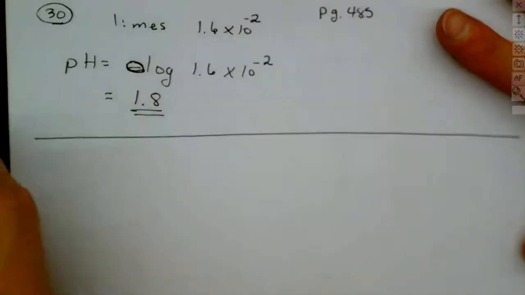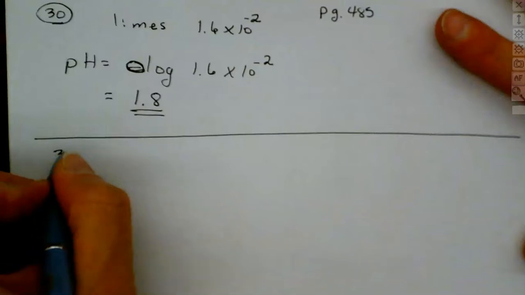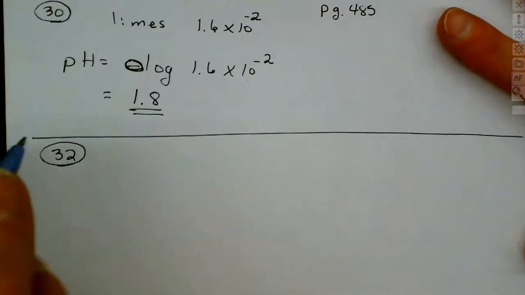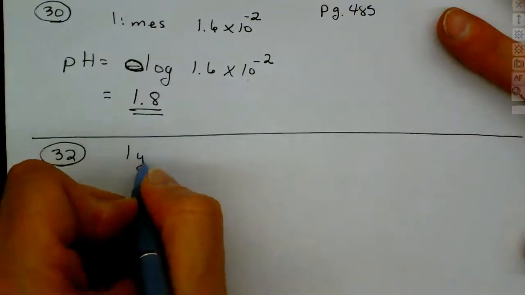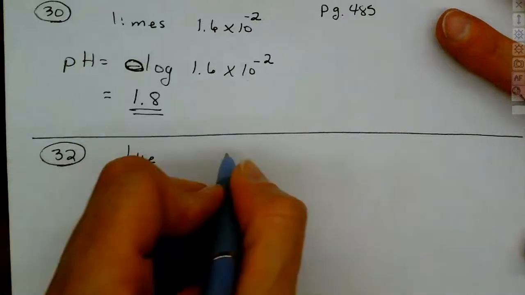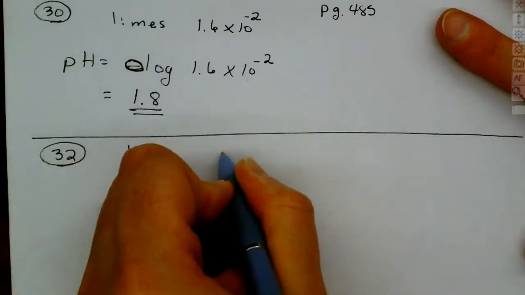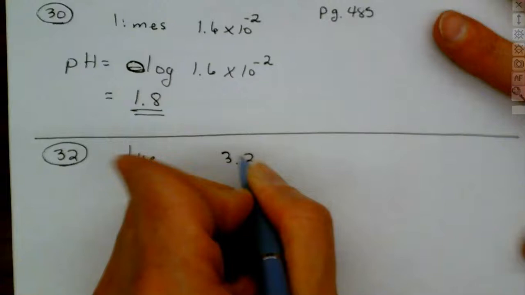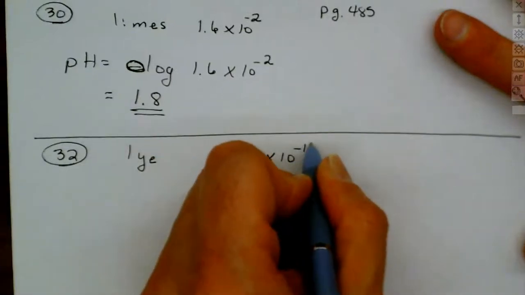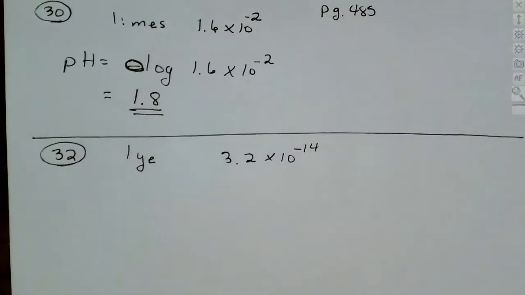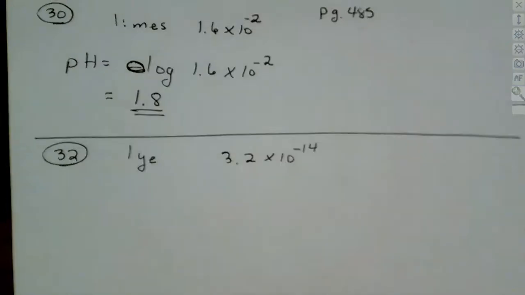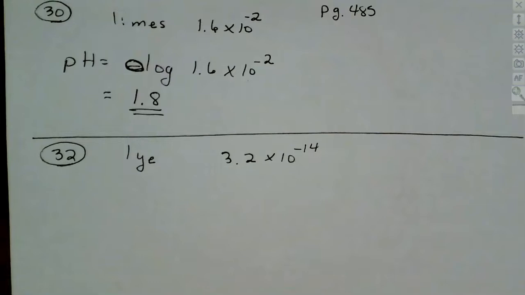What about 32? 32 is lye. Now lye is drain cleaner, and it's 3.2 times 10 to the what? Negative 14th power. Where would you expect drain opener to be? It's going to be a base, right? It's going to be on the alkaline side. So that's going to be close to what value? A 7 will be in the middle. Okay, it's going to be close to 14.